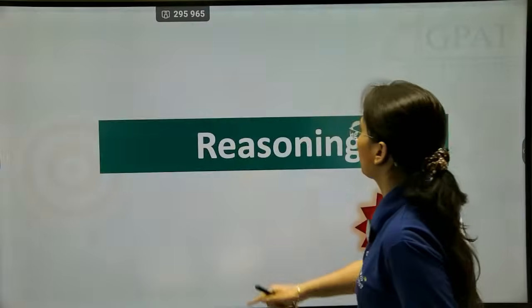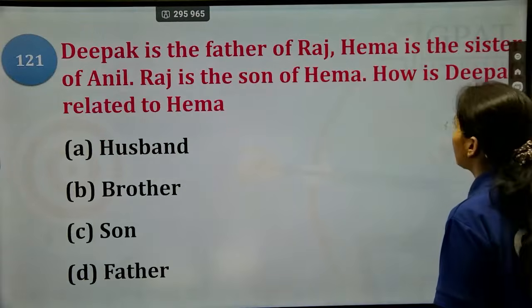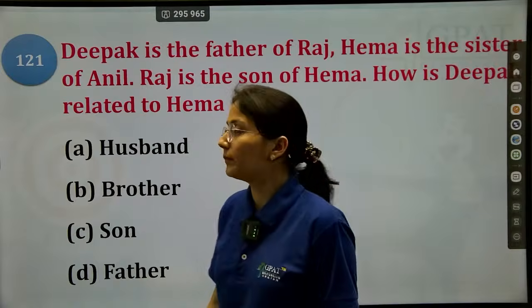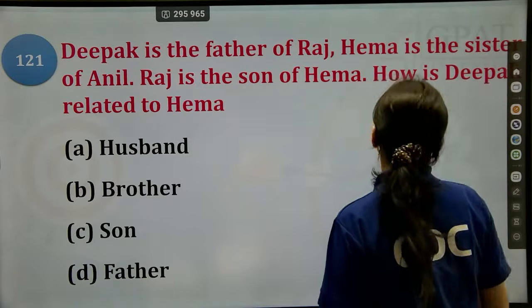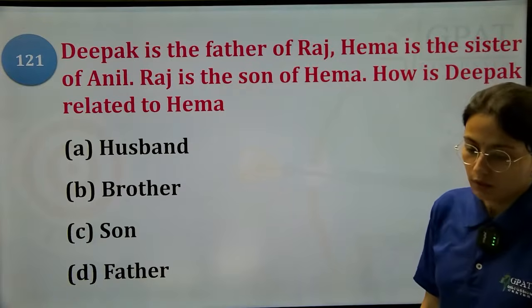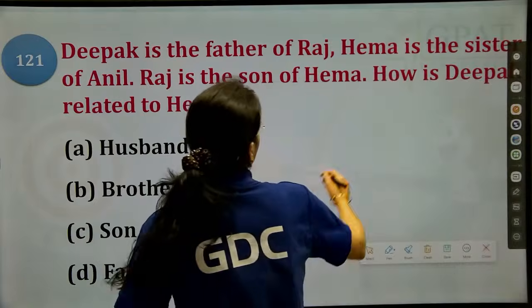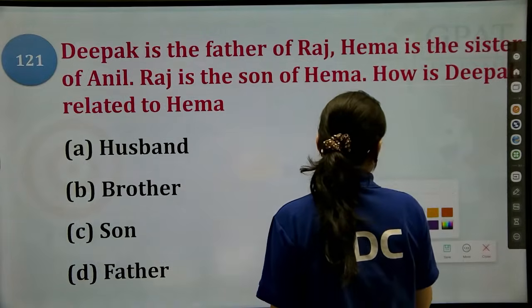So question number 1 is from the reasoning. Deepak is the father of Raj. Hema is the sister of Anil. Raj is the son of Hema. How is Deepak related to Hema? So we have to find how Deepak is related to Hema.